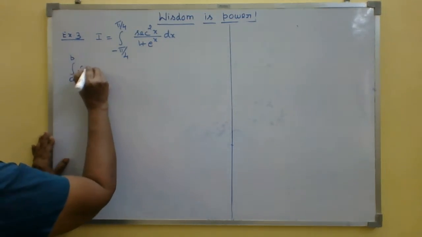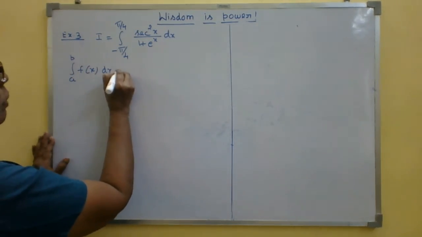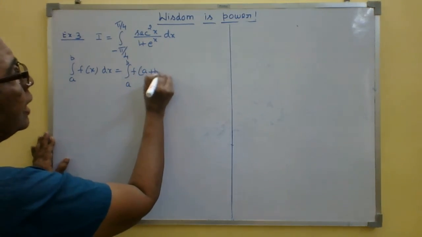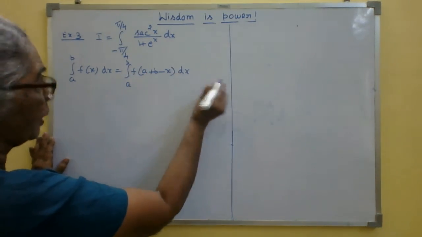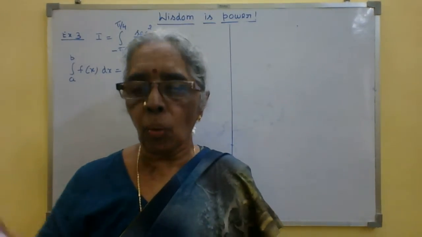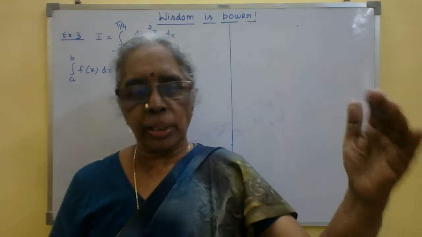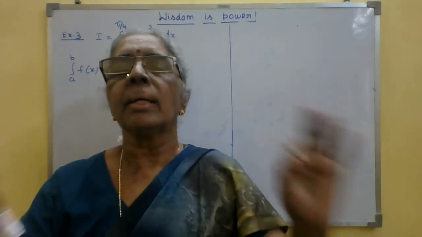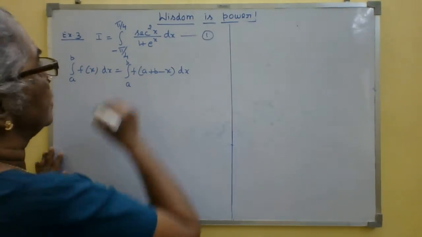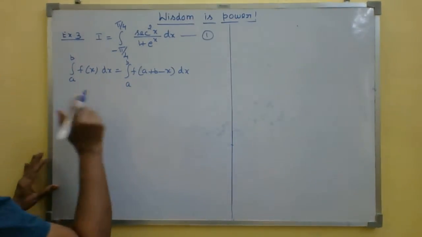Integral a to b f of x dx is equal to integral a to b f of a plus b minus x dx, because my a is minus pi by 4, my b is pi by 4. So a plus b is 0. So a plus b minus x becomes minus x there. So I am going to use that property. So let me mark this as 1. Okay. Now I will use this property.